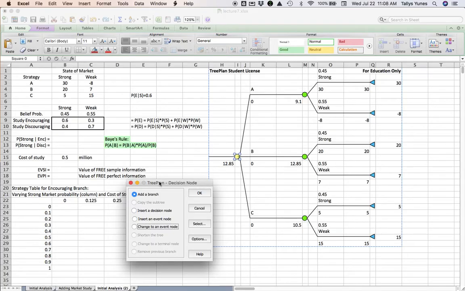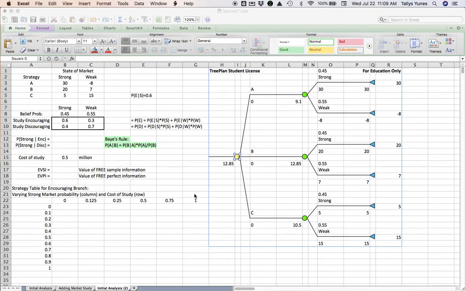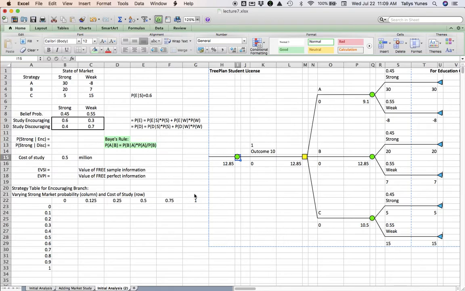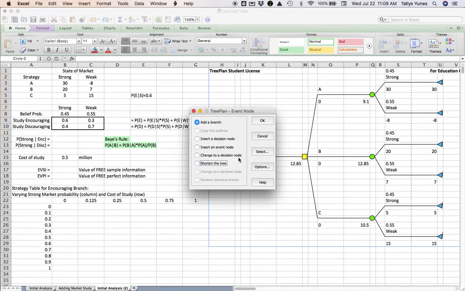And the test could have been encouraging or discouraging. So before this decision ABC, there's going to be an event. Was the test discouraging or encouraging? So I'm going to insert an event node here. And this expands the tree that way. And this event, as I just mentioned, has two outcomes. So I'm going to have to add a branch so that this green circle has two ways to go out of it, right? So I'm going to add a branch.